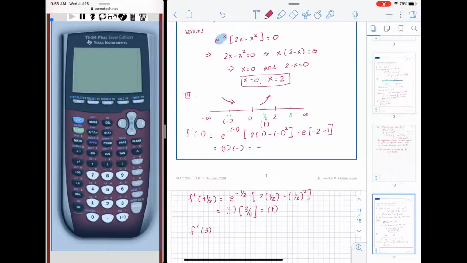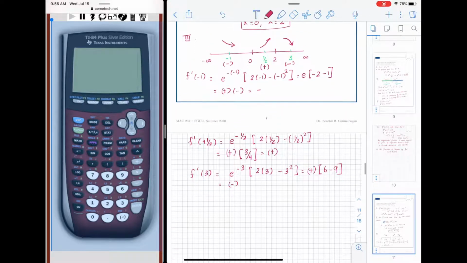I'm going to plug in 3. So e raised negative 3 multiplied by 2 times 3 minus 3 squared. e raised negative 3 is always a positive number. I have 6 minus 9, which is a negative number. You see, I didn't even use the calculator because I only care about the signs. So I have a negative there, so it's decreasing.